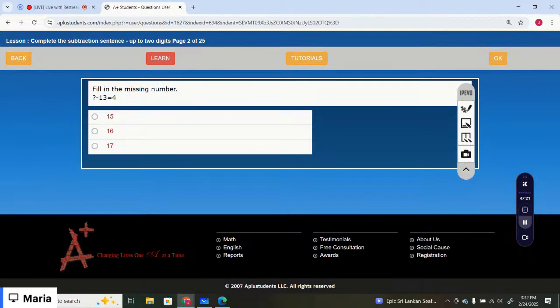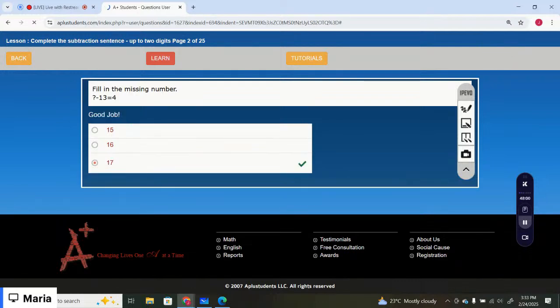Fill in the missing number. What number take away 13 equals 4? You are given 3 of the options. So which is the correct option? That is 17 take away 13, that equals 4. Option number 3 is the correct option.